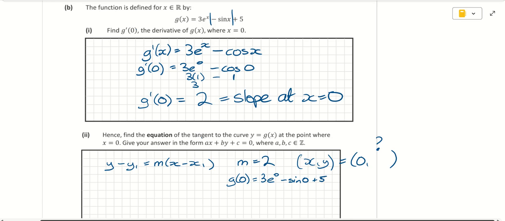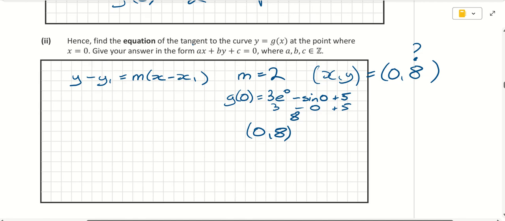So just stick that into your calculator. You will have 3 minus 0 plus 5, so it'll be 8. So our point is (0, 8). Now, it can be easy to forget that step, that you've got your slope up here, but you also need the point. So you need a slope and a point.